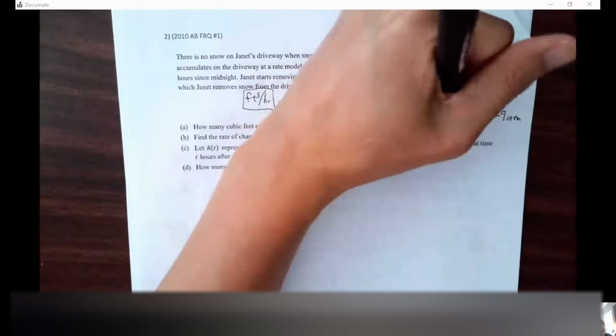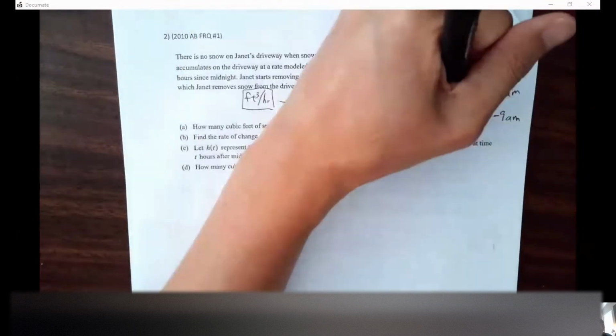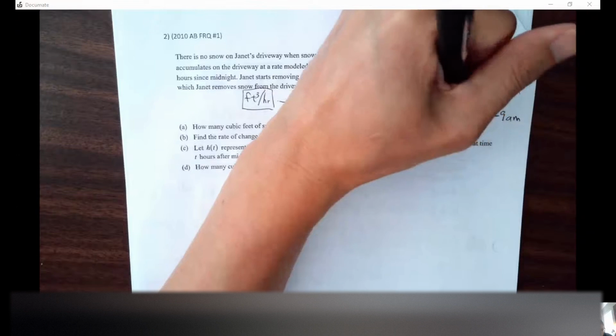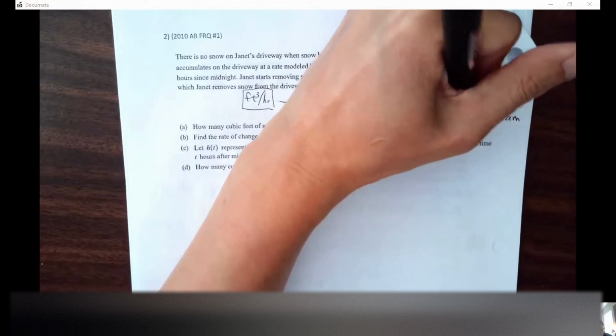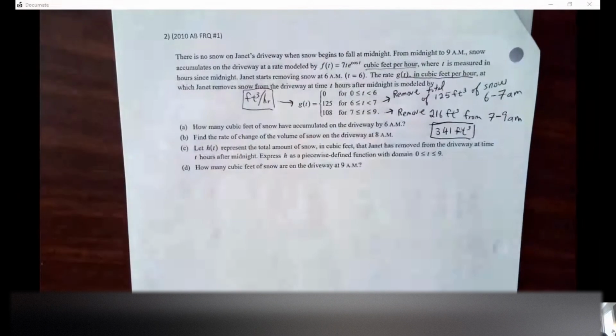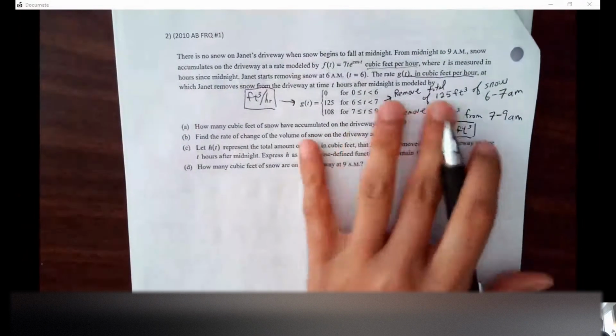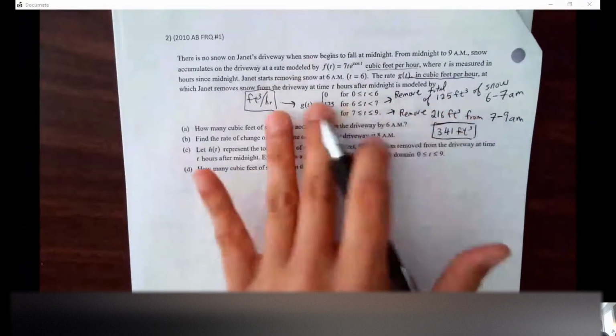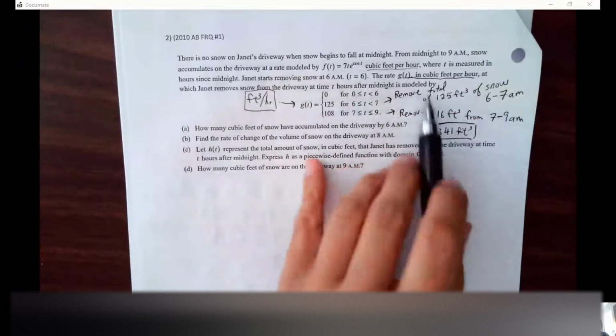So we know that all in all, over this 3 hour period, she's going to have 341 cubic feet of snow removed in total, right? So I just want to kind of, we may not use everything here, but I want to bring this out of the abstract and into something that makes sense visually, and you can kind of see it in motion. Okay.